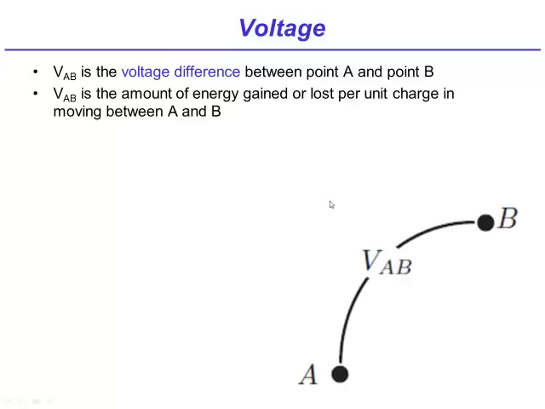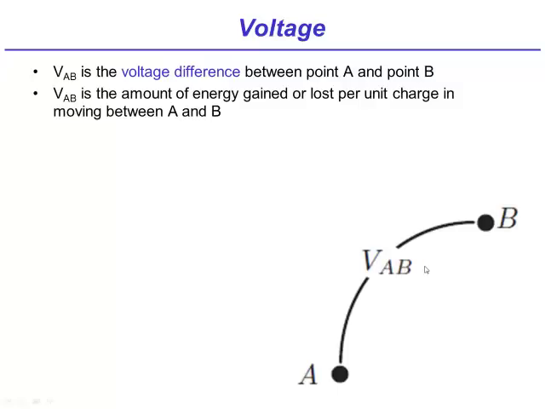So VAB, if you think about it intuitively, it's really representing the amount of energy that is gained or lost as a charge moves between A and B. So per unit of charge moving from A to B, VAB tells us the amount of energy that's gained or lost. And then would it be true then that VBA would be equivalently the amount of energy gained or lost moving from B to A?